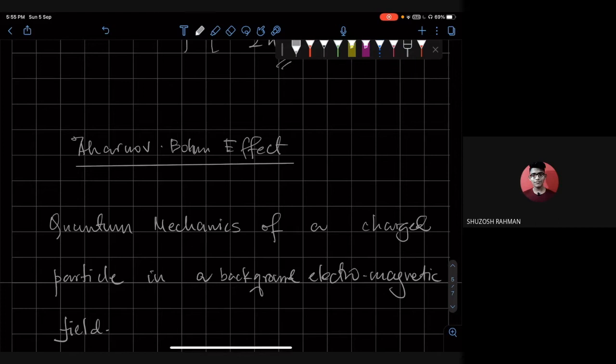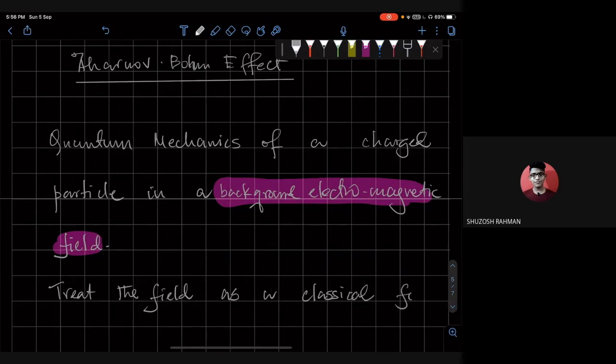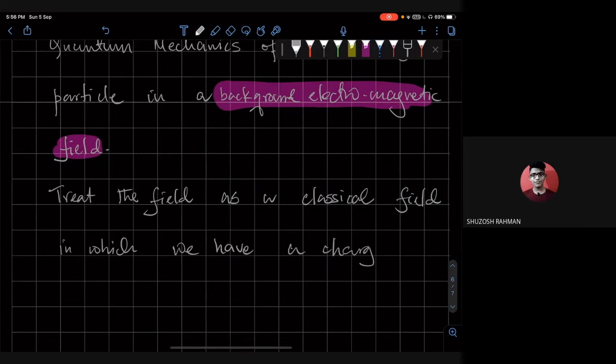So what do I mean when I say a background electromagnetic field? What I mean is that we are going to treat the field as a classical field in which we have a charged quantum particle, okay?